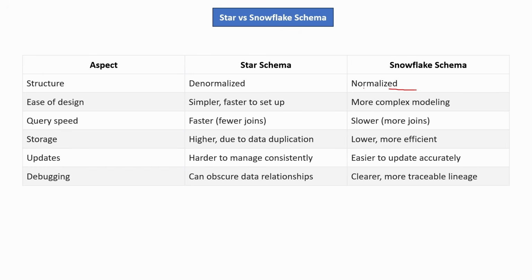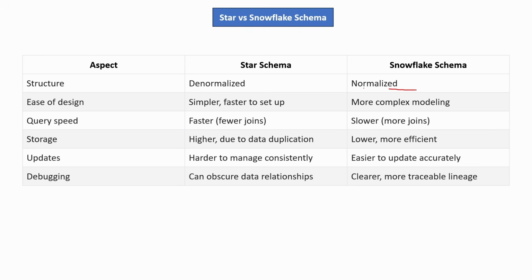Okay. And the last point is debugging. A star schema can obscure the data lineage since values are obviously packed into a single table. So debugging is not going to be an easy task here. But Snowflake schema keeps the relationships very clear, and that makes it easier to track issues or audit the data. This clarity is crucial in industries with strict compliance or data governance needs, as you know, right? So this is pretty much about star schema and Snowflake schema. There are pros and cons for each of these, but majorly star schema is denormalized and Snowflake schema is normalized.